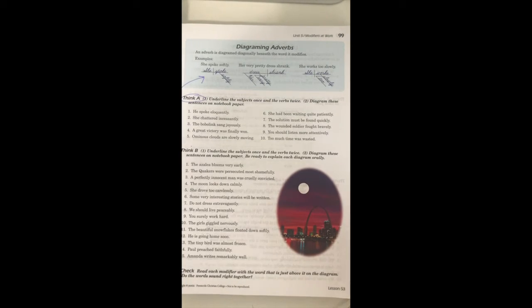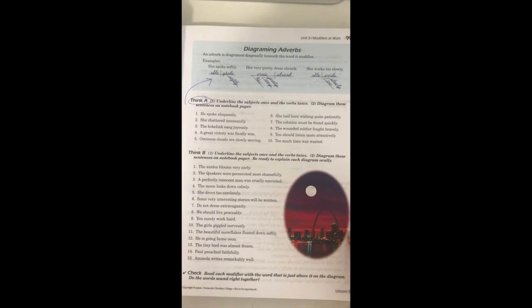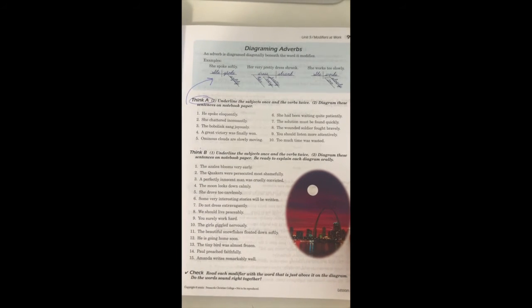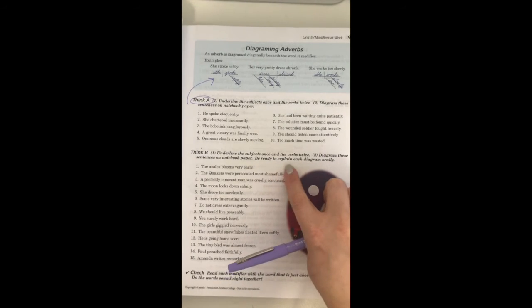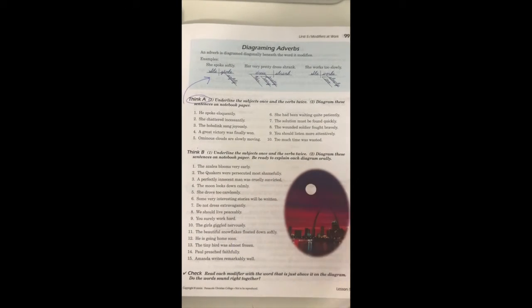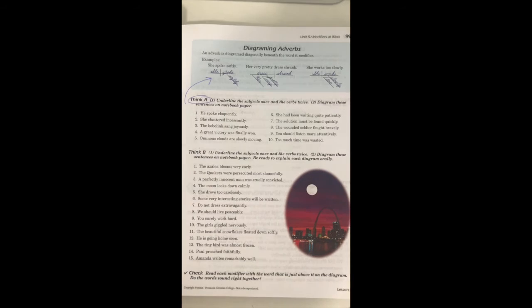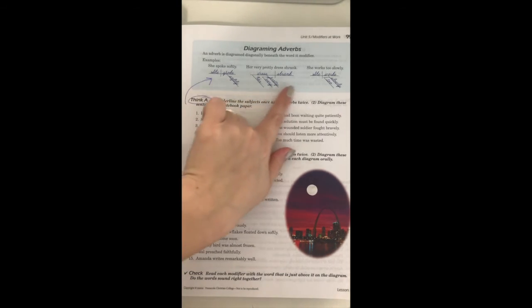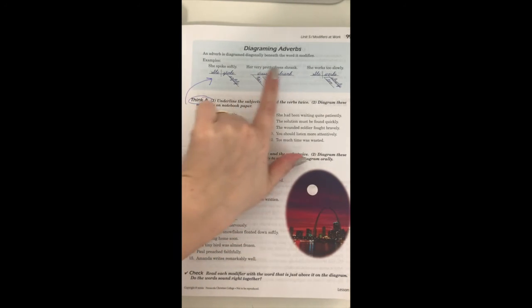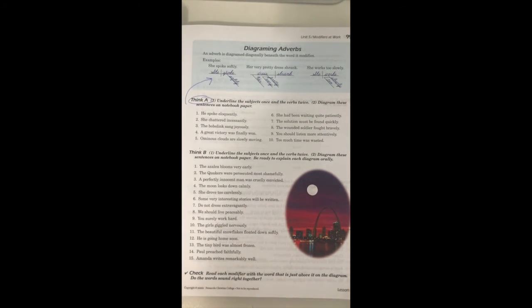Then on the bottom, we have more diagramming to do. It says to underline the subjects once, the verb twice, and diagram the sentences on notebook paper. Here it says be ready to explain. Well, we are not all together, so you don't have to worry about that. We will discuss this page as much as we need to on Zoom, but just follow steps 1 and 2 here, underlining the subjects once, verbs twice, and then diagramming as needed here. So you can cheat and look up here for the ways that you should be diagramming.